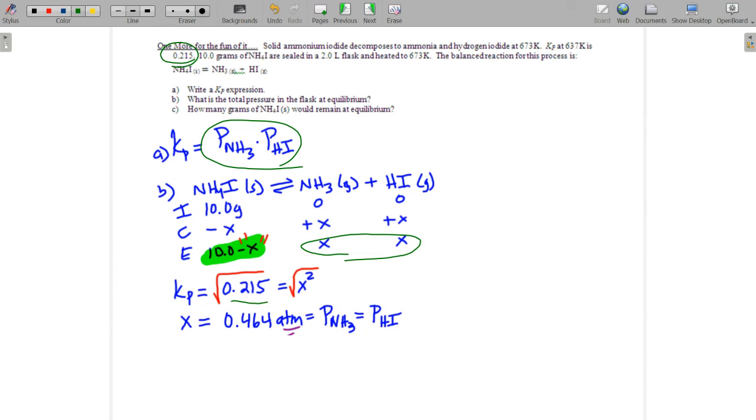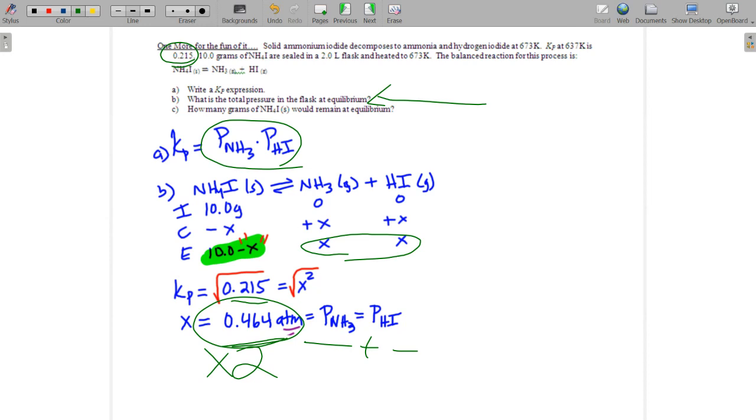So to solve for what each X is, you just have to take the square root of both sides, and you get that each one is 0.464 atm. So that will tell you which pressure for each of them. Now, the question asks not what is the pressure for each of them, but what is the total pressure in the flask? Total pressure in the flask is this plus this. So it's 0.464 times 2, or 0.464 plus 0.464 to give you the total pressure of the flask at the equilibrium, which winds up being, of course, 0.928. When you put all that together.